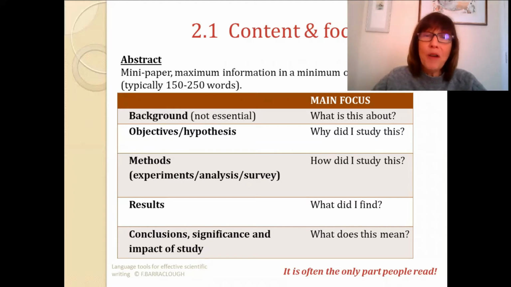So we should start off with the background, which is not always essential, but perhaps just a very brief introductory sentence with some background. Then, of course, the objectives or your hypothesis. Why did I study this? Your methods. How did I study this? Your results. What did I find? And the conclusion, significance, or impact of the study. So what does this mean?